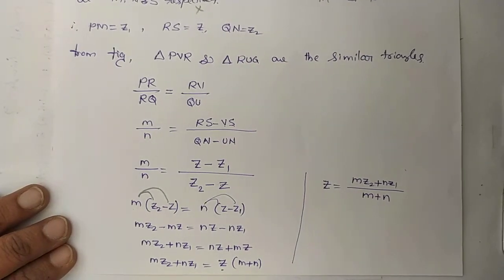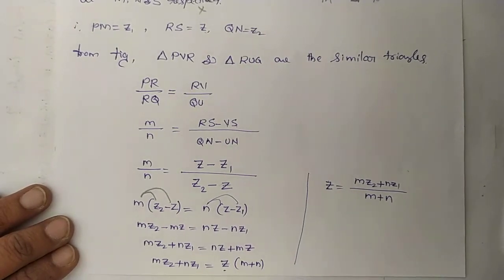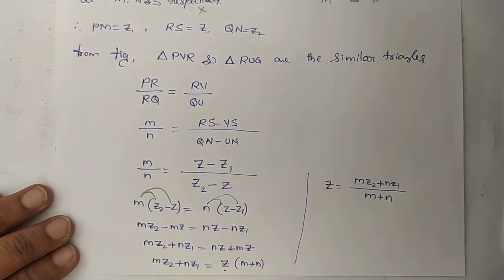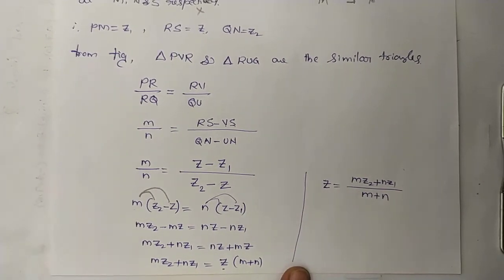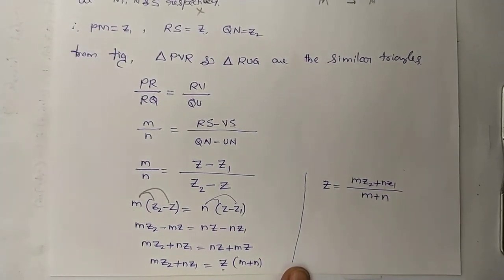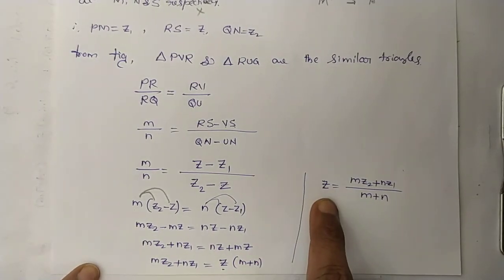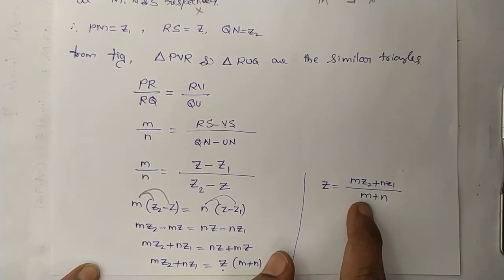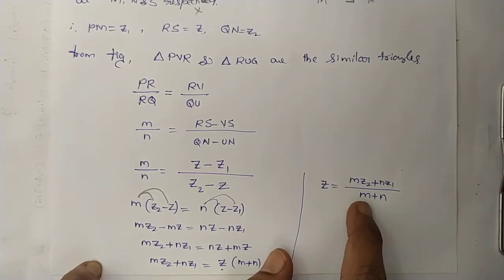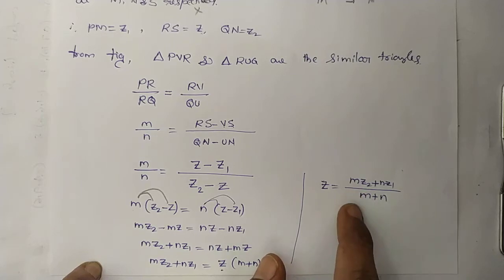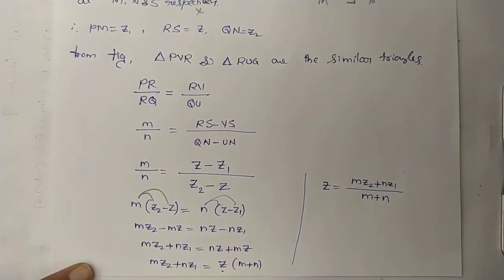Then what about X coordinate and Y coordinate? Those things we will do. We will write it simply, similarly. X coordinate we will get mx2 plus nx1 by m plus n. Y coordinate will be my2 plus ny1 by m plus n, like that.